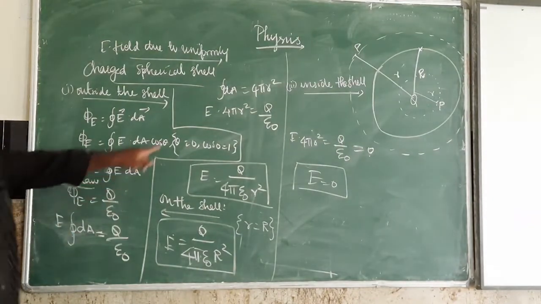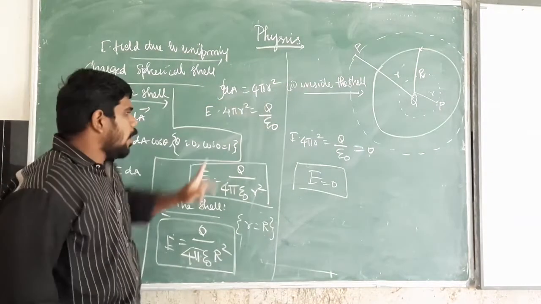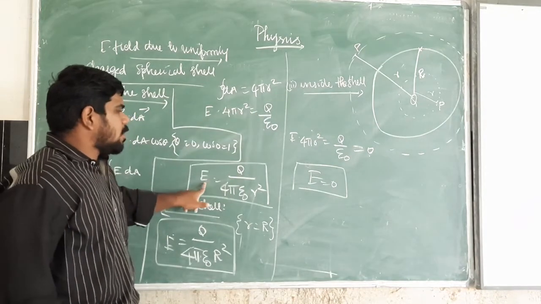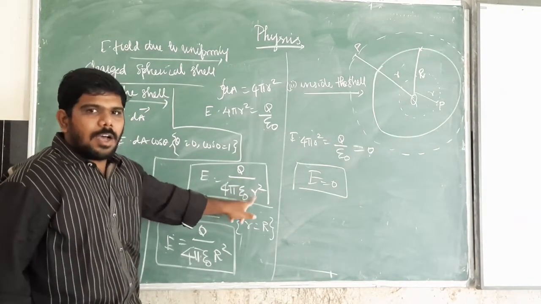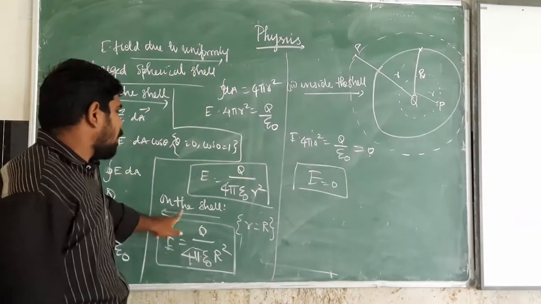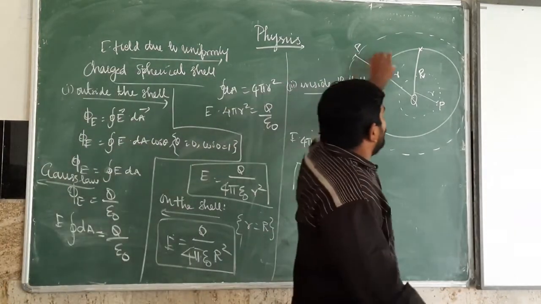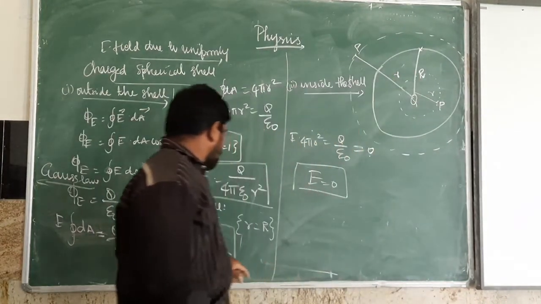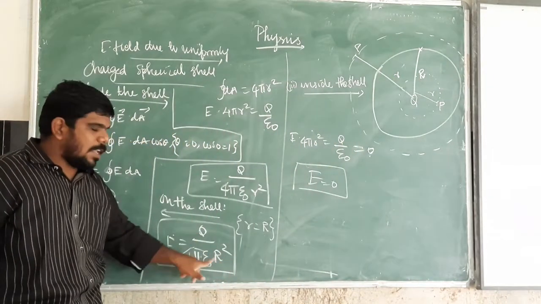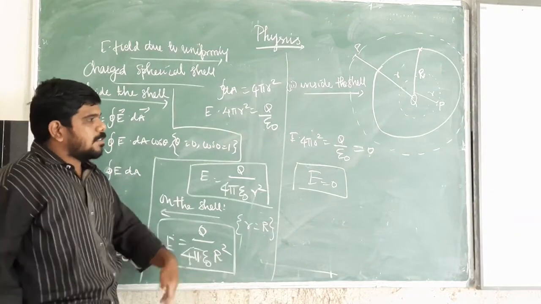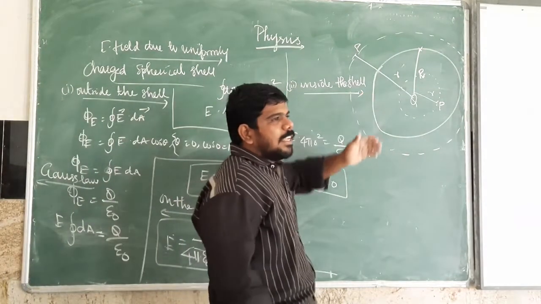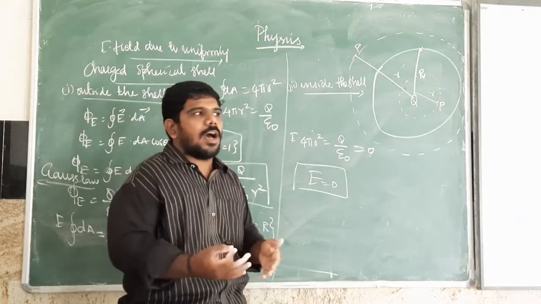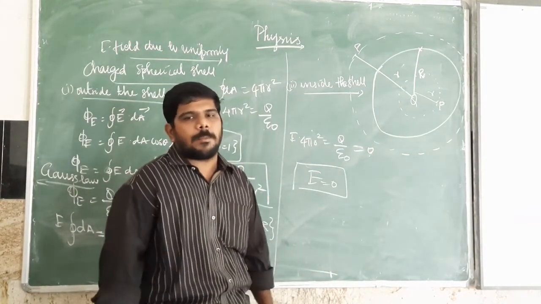We substitute the integral of dA is equal to 4 pi r square. We substitute E into 4 pi r square is equal to Q by epsilon 0. From this, E is equal to Q by 4 pi epsilon 0 r square. For the second part, on the shell, if the point P is on the shell, the radius small r is equal to capital R. So we get E is equal to Q by 4 pi epsilon 0 into capital R square. And in the same case, if it is inside the shell, the electric field will be 0. Why will it be 0? The electric field inside the conductor will always be 0. Okay.